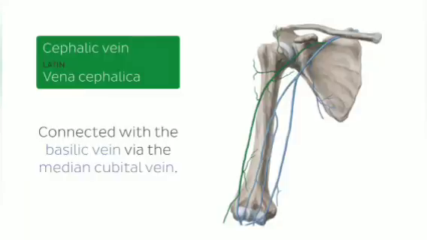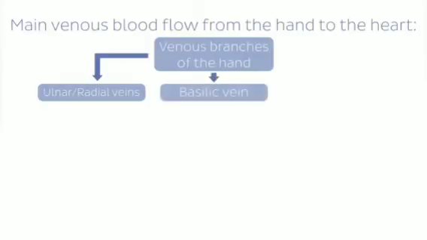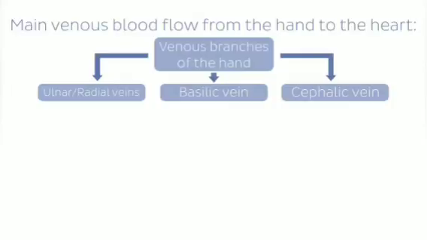Before we move on to the nerves, I would like to take a tour of the main venous blood flow from the hand all the way back to the heart. I want to connect all the dots so you can have a visual understanding of how deoxygenated blood flows from your hand all the way back to your heart through the upper limb. Deoxygenated blood will go from the venous branches of the hand, which will drain into the ulnar and radial veins, the basilic vein, and the cephalic vein.